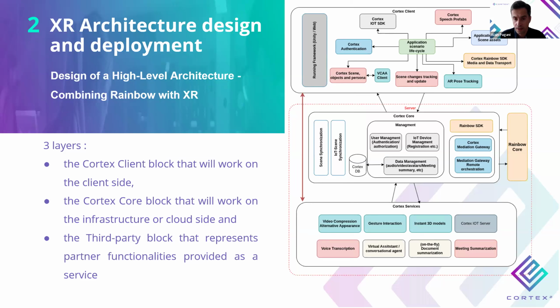virtual objects that you want to place into your scene. And in the last layer, we have what we call the Cortex services. Part of them, many of them, are developed within the consortium. So this is, for example, what we call the VCAA, video compression and alternative appearance. This is what I showed you earlier with the possibility of changing your appearance by moving to the avatar. The gesture interaction that is also done internally, the creation of 3D models. So this is a 3D reconstruction based on simple scans of your environment.